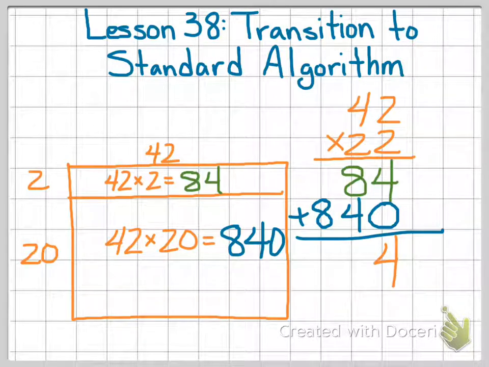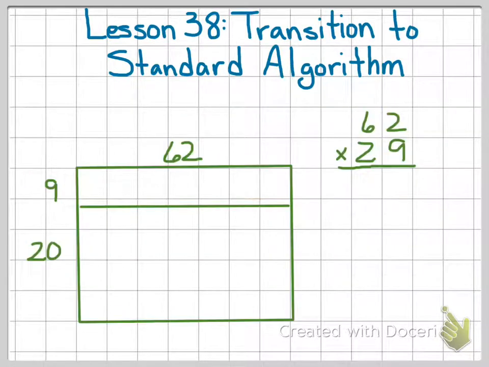So then we're going to add the two portions of our area model. It's 4 in the ones place, 8 and 4 is 12, we carry our 1. So the total area, or the product of 42 times 22, is 924. And we see how the area of the rectangles compares when we break it down by place value. Let's look at another problem.